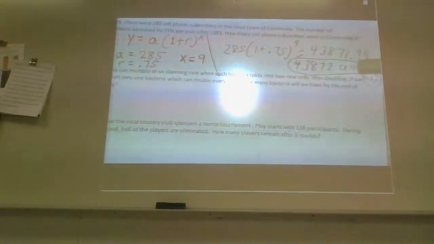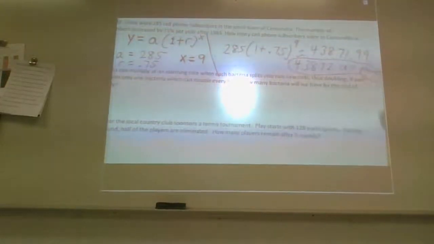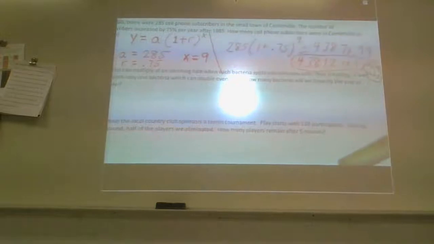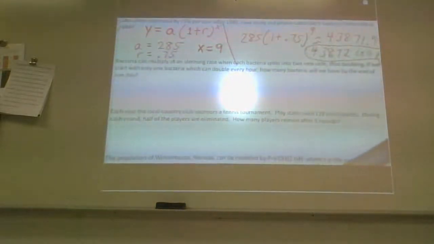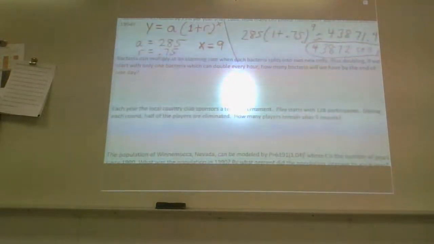Let's talk about number 3. I am going to give you a couple problems to try on your own, but let's talk about number 3. Bacteria. Bacteria can multiply at an alarming rate when each bacteria splits into 2 new cells, thus doubling. If we start with only 1 bacteria, which can double every hour, how many bacteria will we have by the end of 1 day?